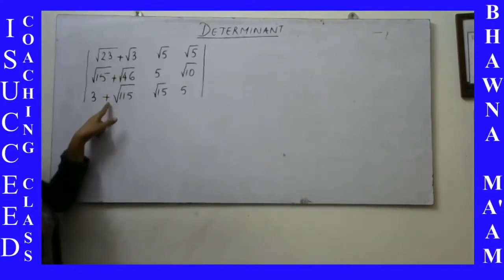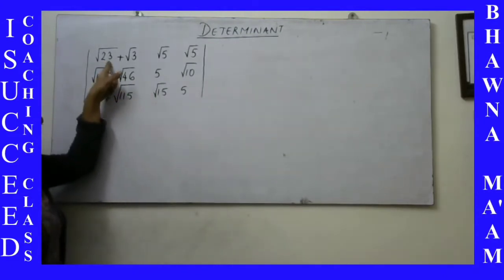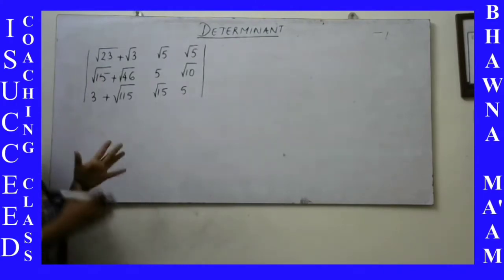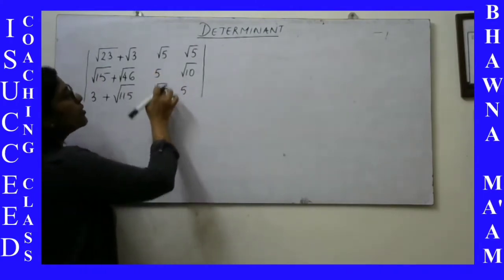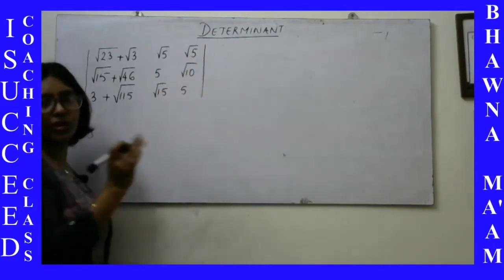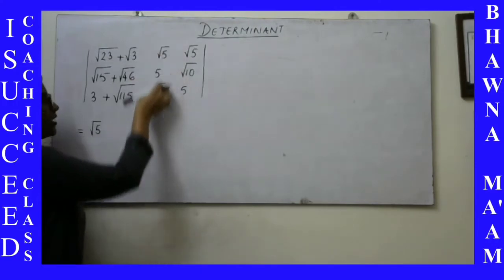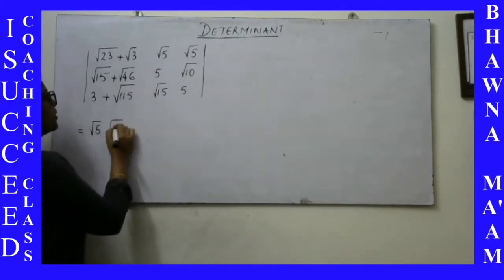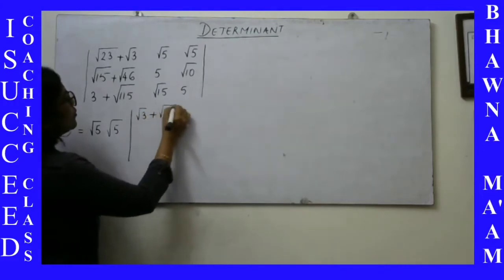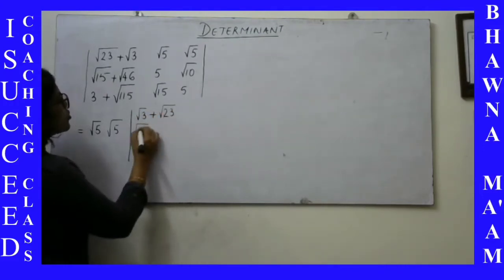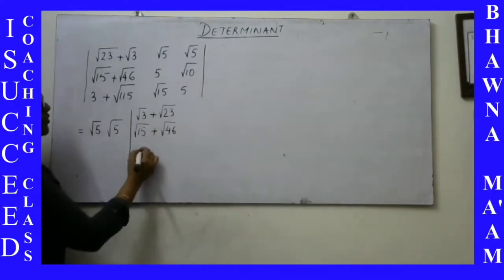As you can see, the first column is made up of the sum of two entries in each of these elements. So we are going to split this up. But before that, we can see that over here root 5 is common. So I'll do that, taking root 5 common from the second column and from the third column. So we'll be left with, I will write root 3 first because we are going to split this as root 3, root 15 and 3.